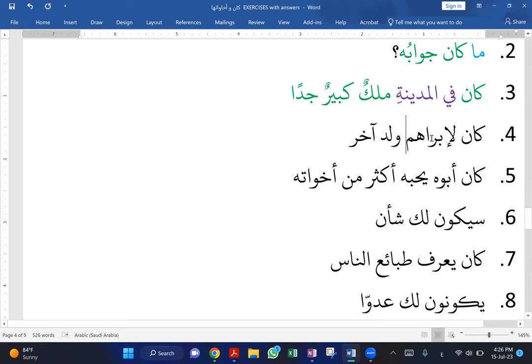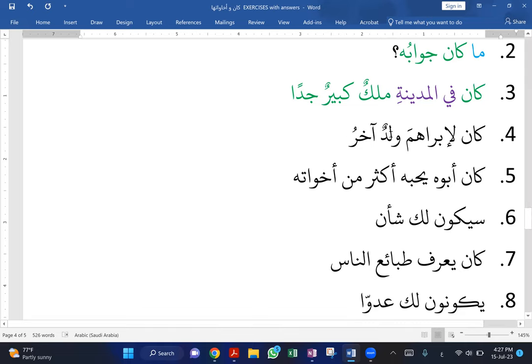Kana li Ibrahima waladun akharu. Yes, so this one doesn't take tanween. It's one of those partly flexible words, akharu. It is always just going to be akharu.